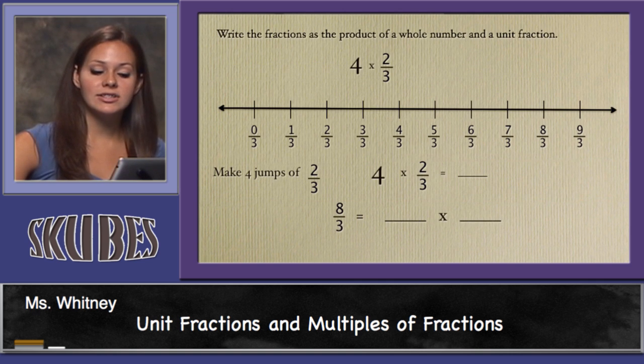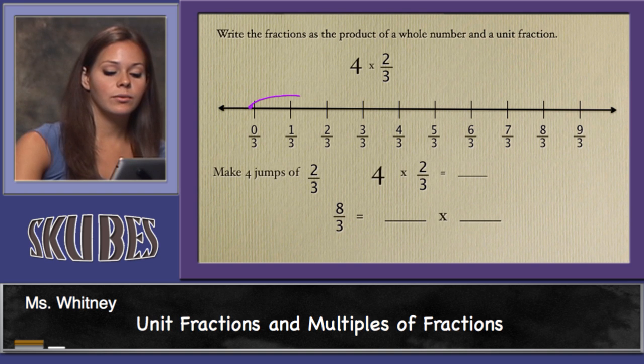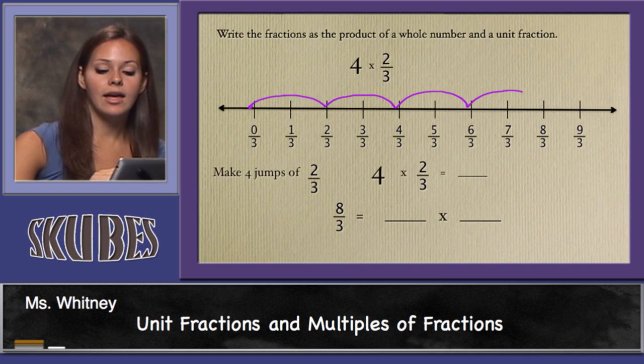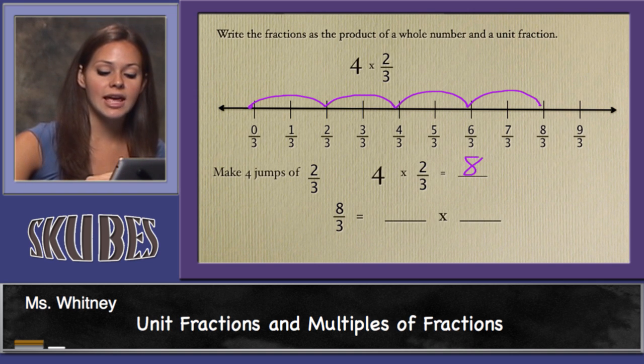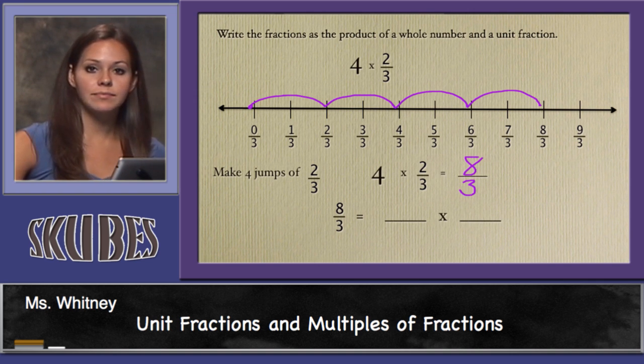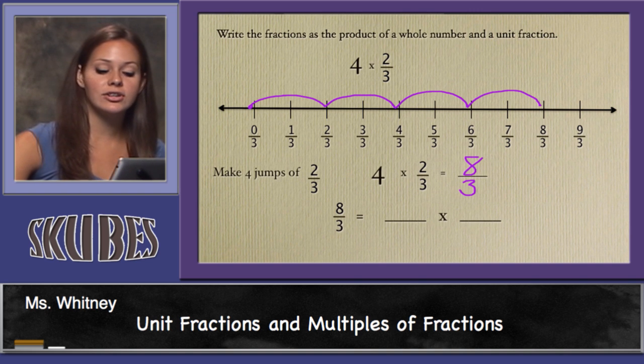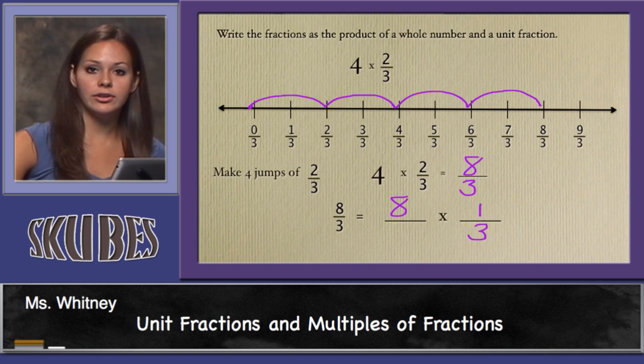Next, we're going to write the fractions as the product of a whole number and unit fraction using this number line. 4 times 2/3. We're going to make 4 jumps of 2/3 on our number line. 1 jump of 2/3, 2 jumps of 2/3, 3 jumps, 4 jumps. So 4 times 2/3 equals 8/3. We can also say 8/3 equals 8 times 1/3.